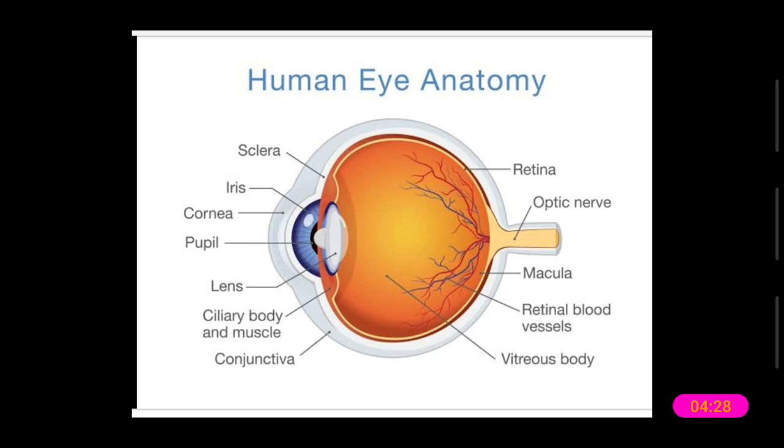Recap of human eye anatomy. Sclera, iris, cornea, pupil, lens, ciliary body and muscles, conjunctiva, optic nerve, macula, retinal blood vessels, vitreous, retina.